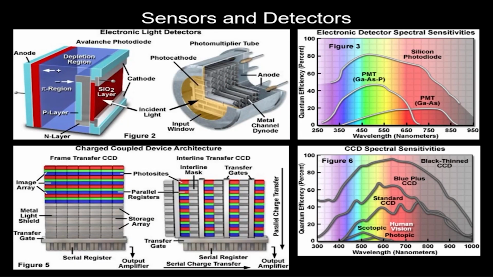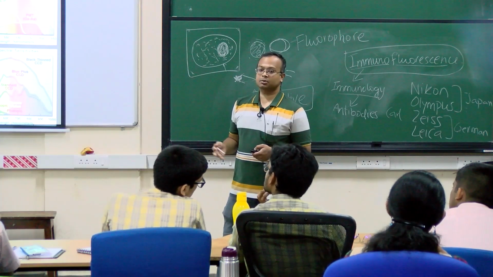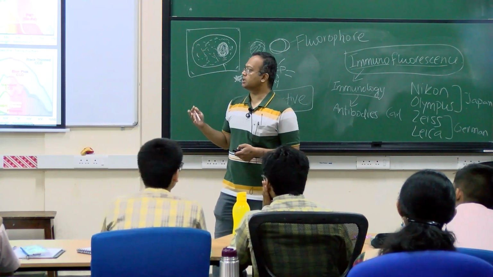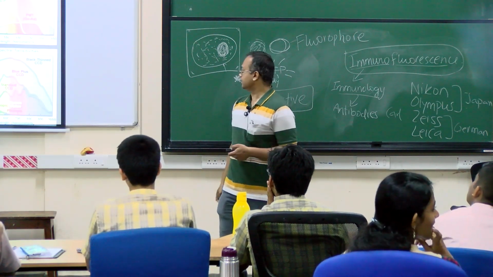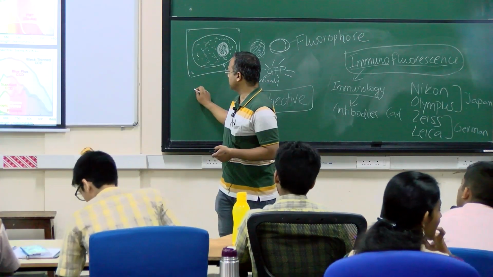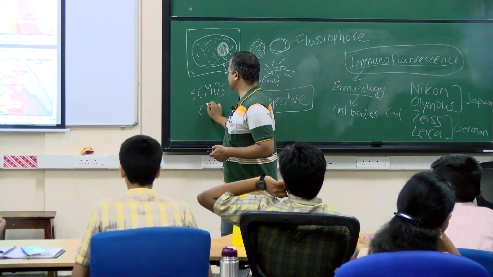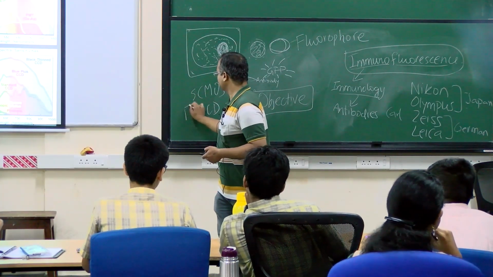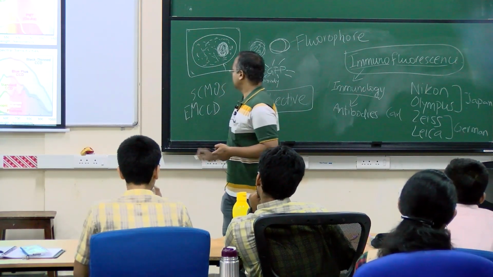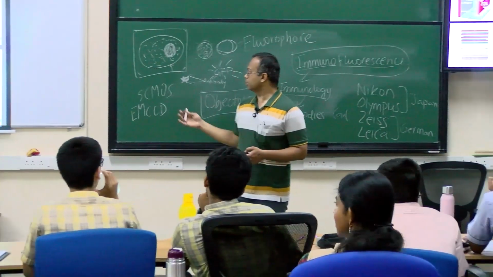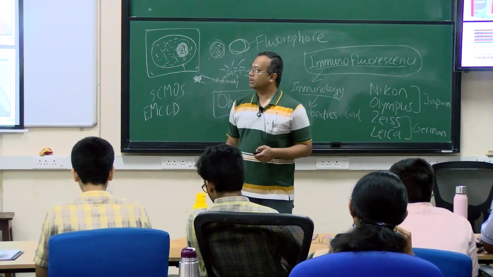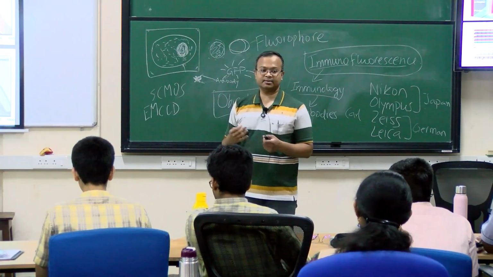I am not going into this too much. This is about the camera. Cameras come in different forms. Once you study semiconductors, you will know that generally there are two types of camera: the SCMOS camera and the EMCCD camera. But essentially these cameras have very high sensitivity.